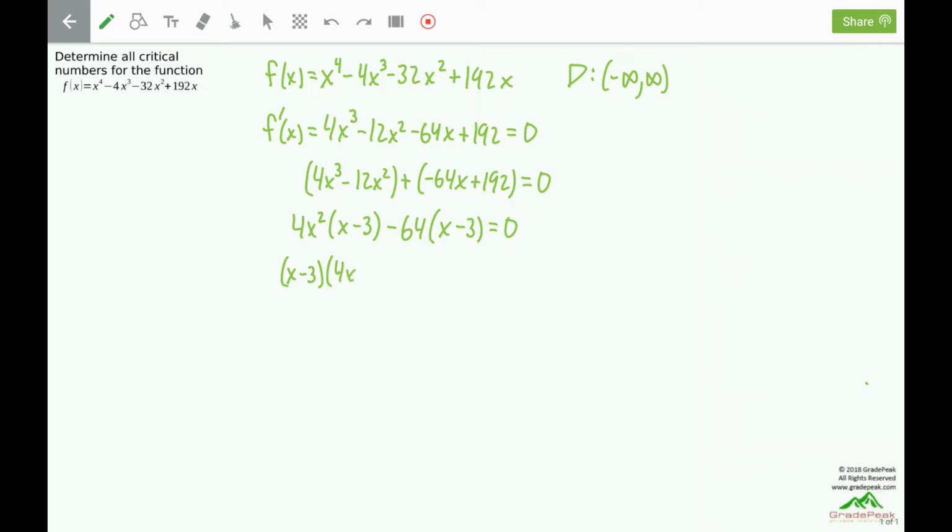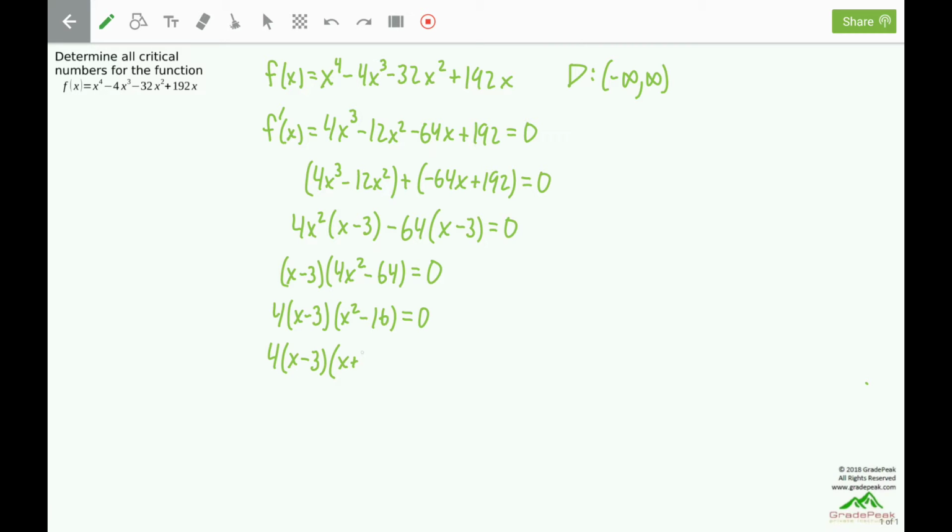which will leave behind a 4x squared minus a 64, which is a difference of squares, but it has a common factor of 4. Let's factor that 4 out first. That'll move out in front of the x minus 3, and that'll leave behind an x squared and a minus 16, which is a difference of squares, and can further factor.